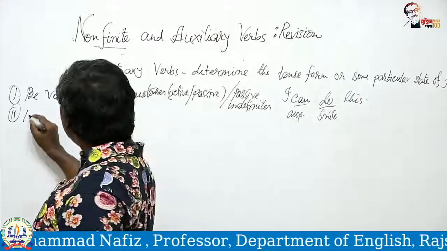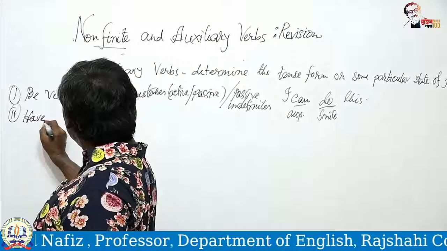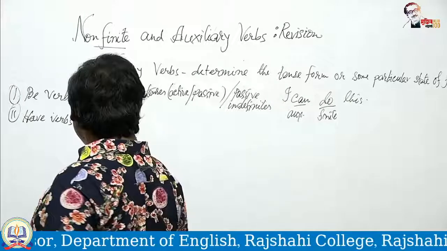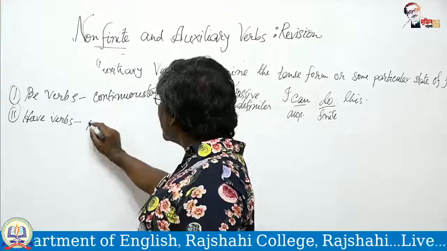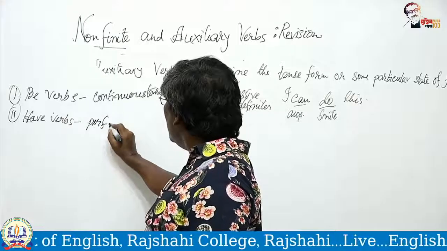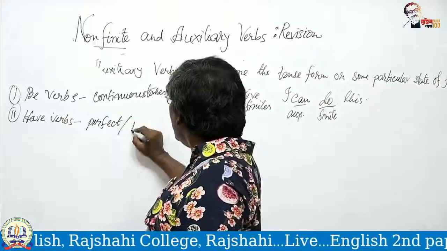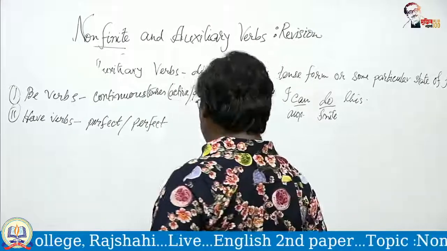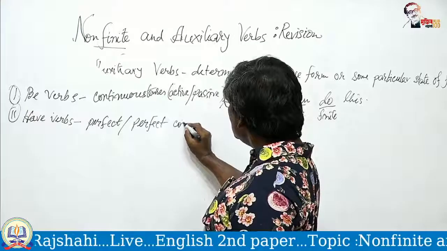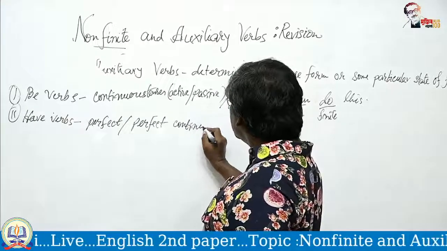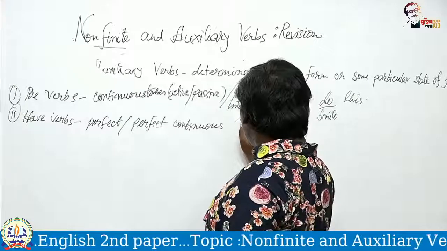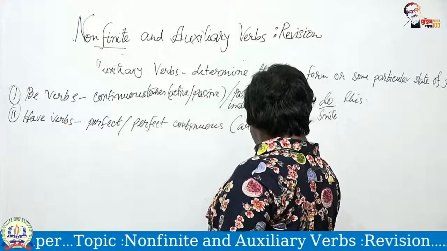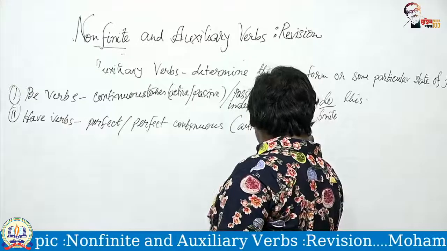We also have verbs as auxiliaries in the perfect and perfect continuous forms, both in the active and passive forms.